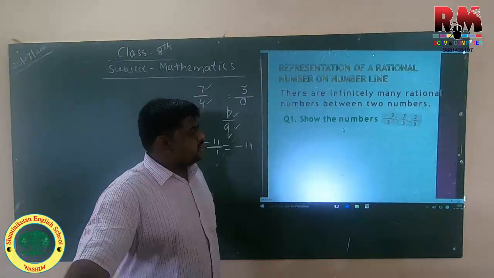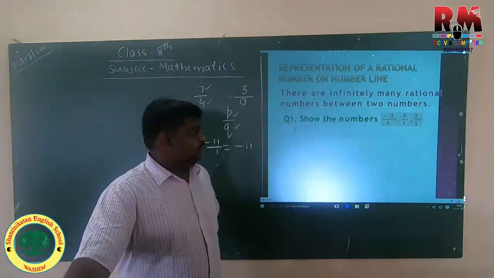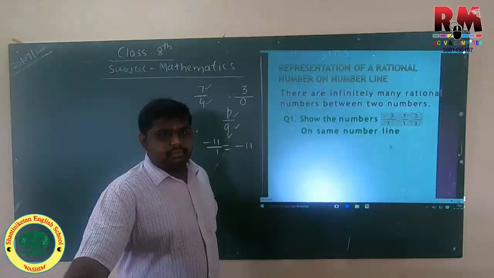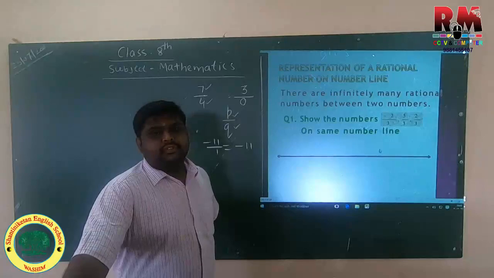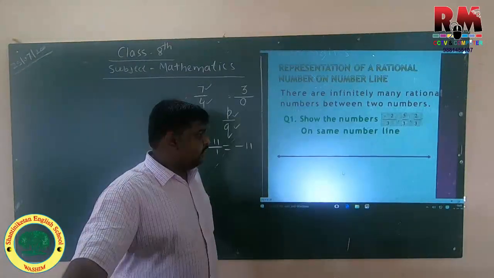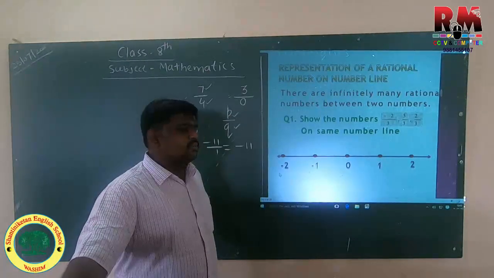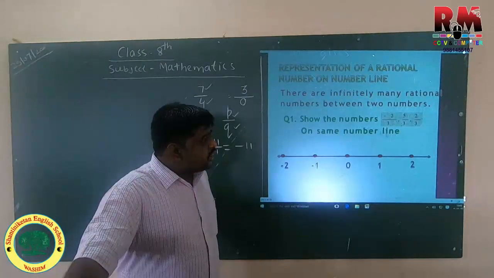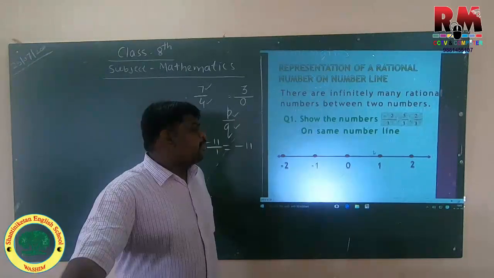Show the numbers minus 2 by 3, 5 by 3, 2 by 3 on the same number line. So for this, let us draw the number line. Mark 0, integers 1, 2, minus 1, minus 2. Now here observe the denominator is 3.